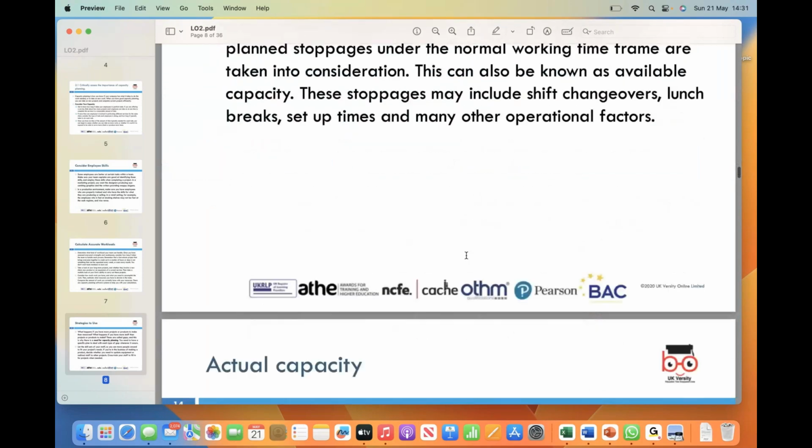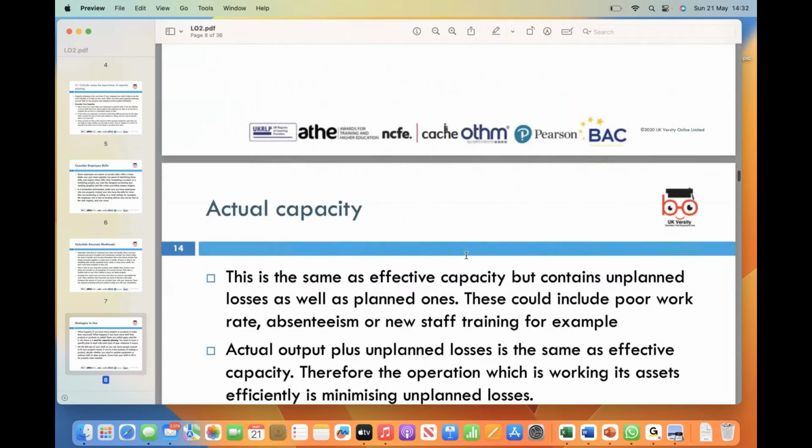Actual capacity refers to the total amount of work that a system or operation can handle, considering both planned and unplanned losses. Planned losses are expected and intentional factors that may reduce output, such as maintenance activities or scheduled breaks. On the other hand, unplanned losses are unforeseen events or circumstances that can hinder productivity, including poor work rate, absenteeism, or the need for new staff training.